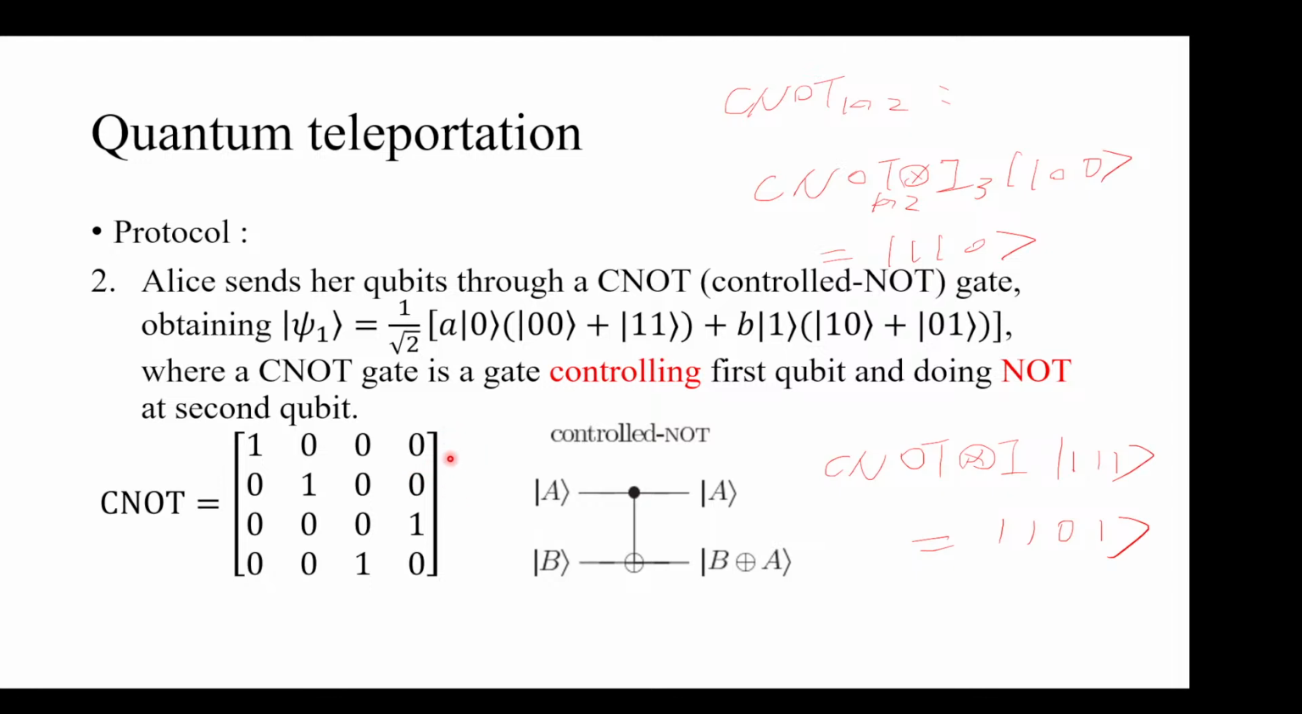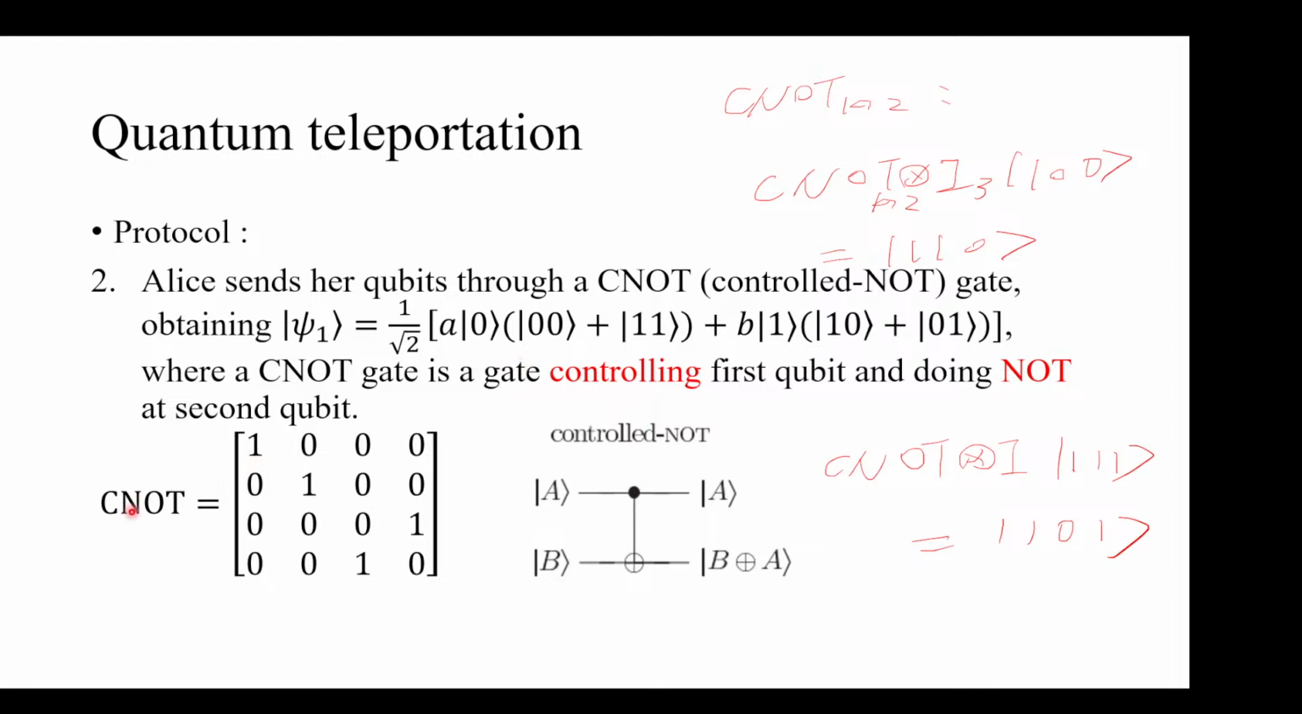And it says if your first qubit is 0, then we do identity. We do nothing to the second qubit, and if the first qubit is 1, then we do this NOT gate. So we flip the second qubit. Okay, and as we know, here we use our rule for composite systems.